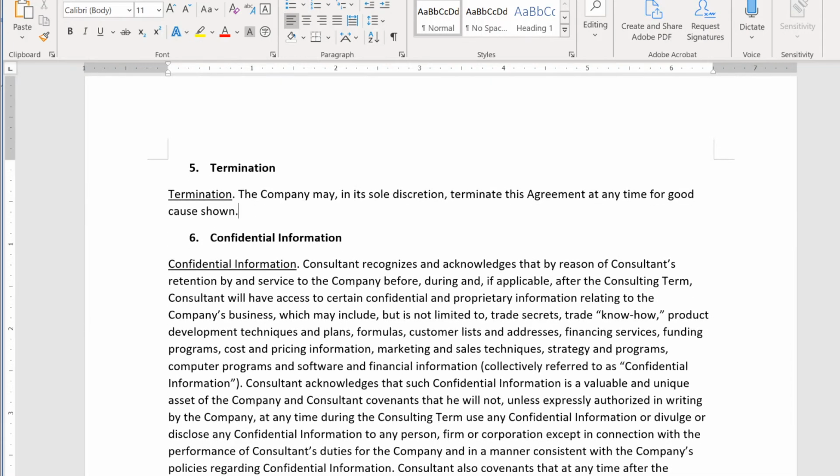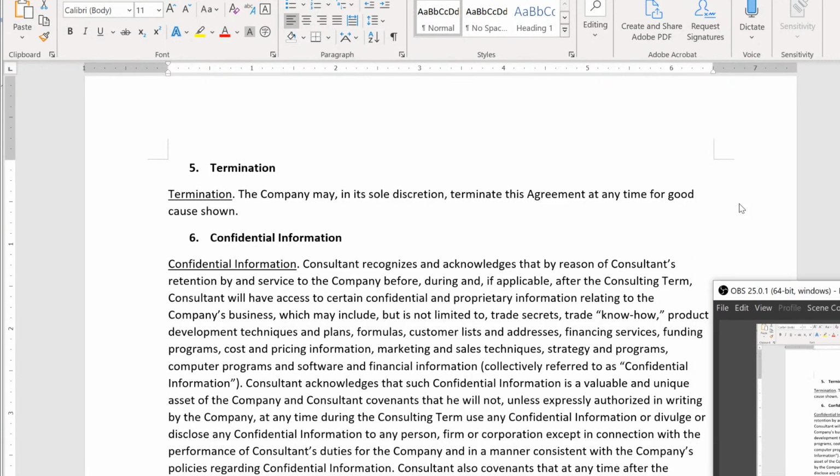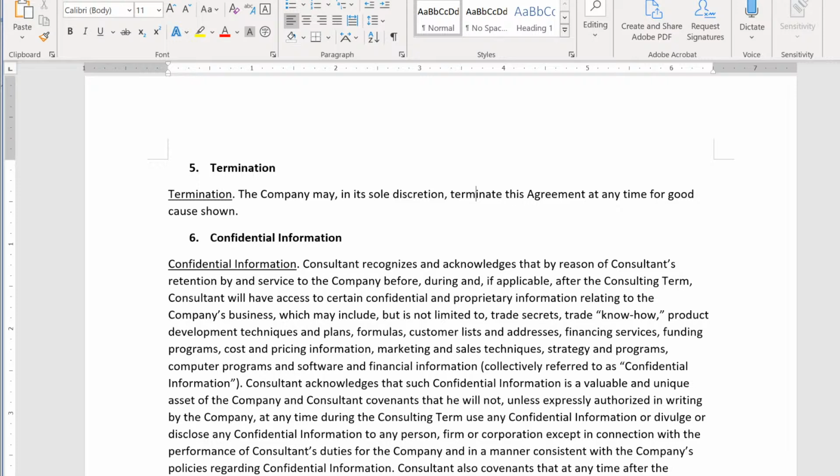My contract here says "company discretion." That means, again, to further reiterate, that the company has the option and the consultant does not have the option. "And at any time for good cause shown." So the only protection I have here is that the company, at its own option, can at any time terminate this contract, but they have to do it for good cause shown. So they have to show a good cause.